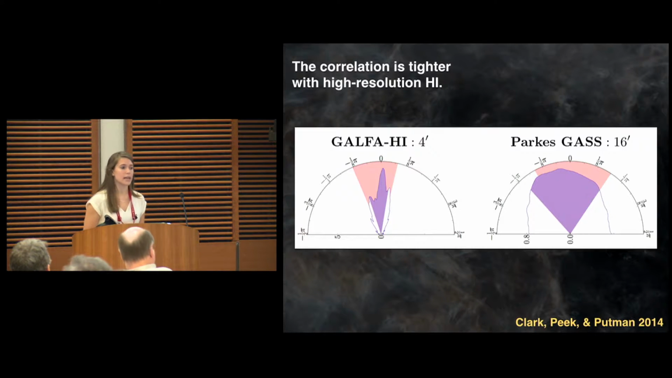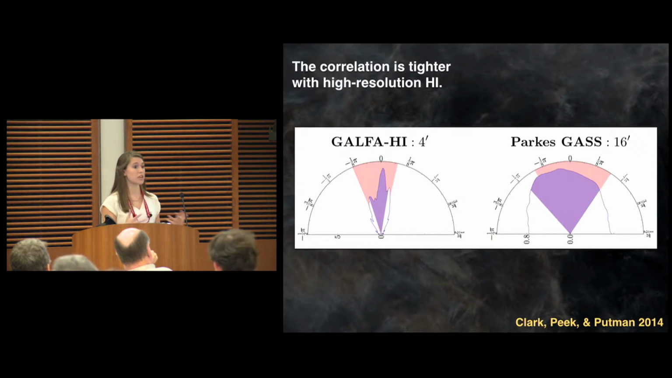Meaning that what we're saying is that elongation along the orientation of the magnetic field appears to be a pervasive feature of the cold neutral medium, but it's not a scale-independent feature of the ISM, and this alignment will be degraded when you go to lower resolution.